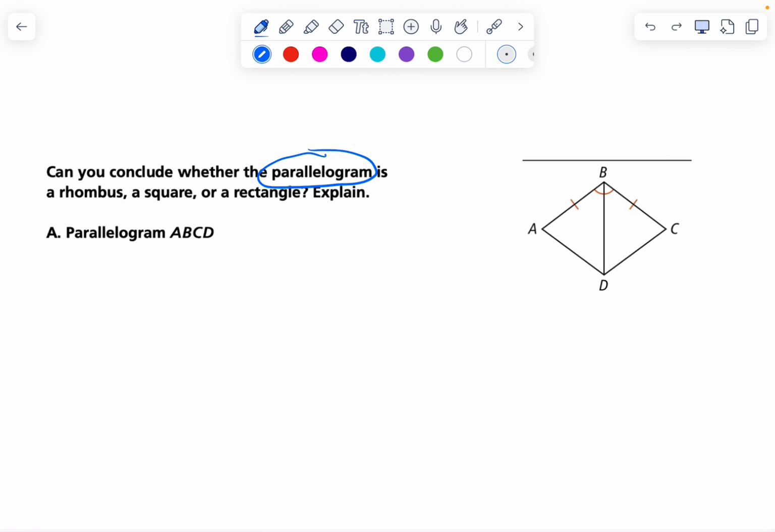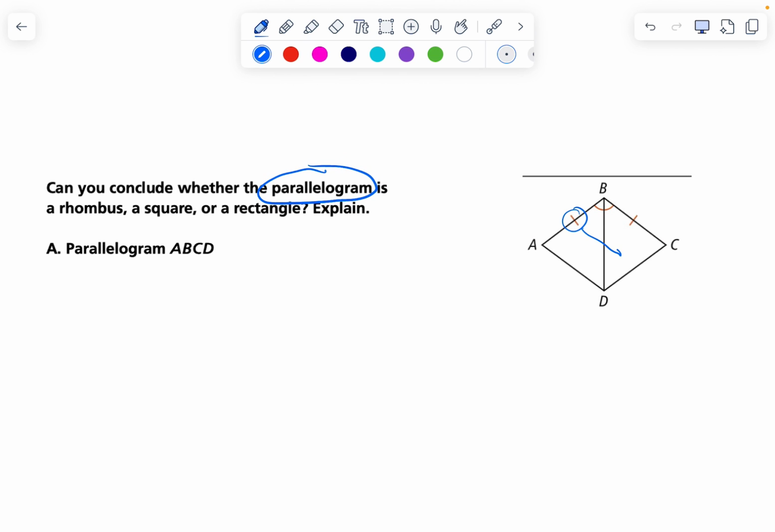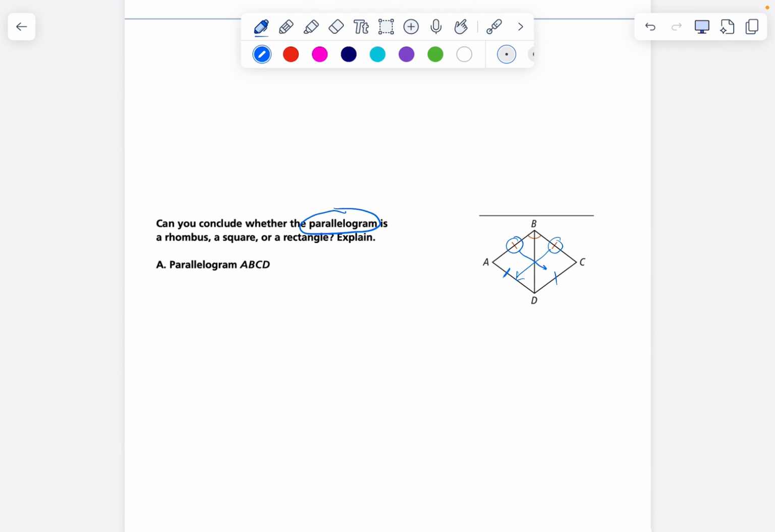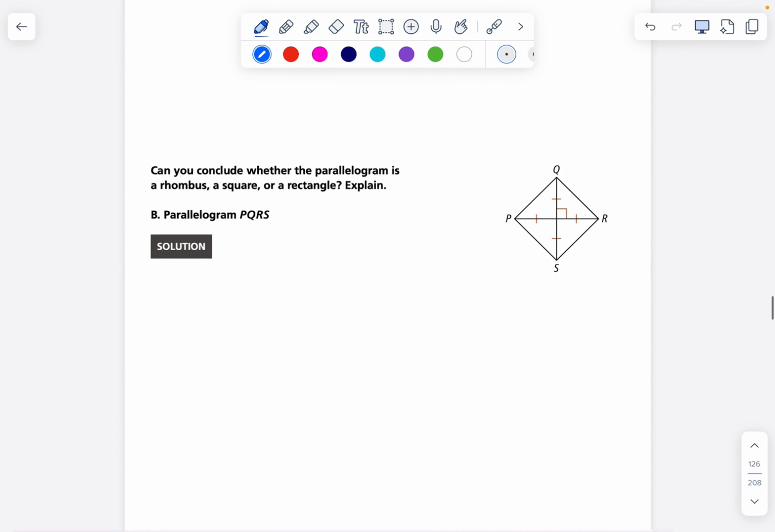Plus, since it told you that this is a parallelogram, we can take this tick mark over here. That's a property of a parallelogram. And this tick mark over here. And now what else is true? Yeah, all sides are congruent. But it's not a square. We can't go that far. All right, you guys get the idea. So that's a rhombus. Let's try another one.